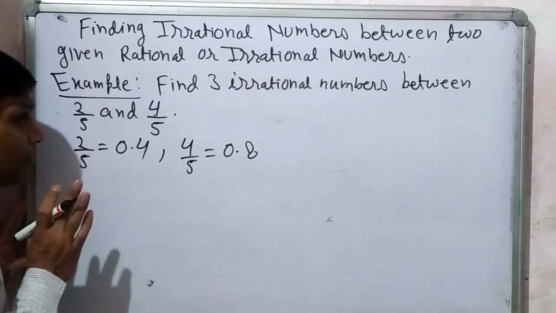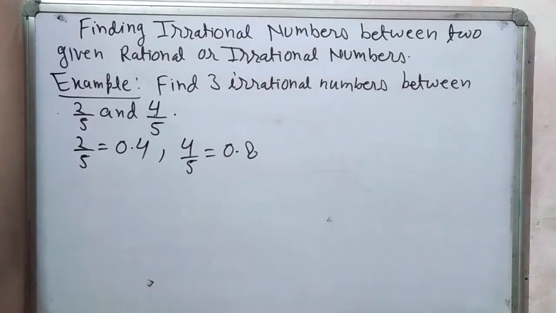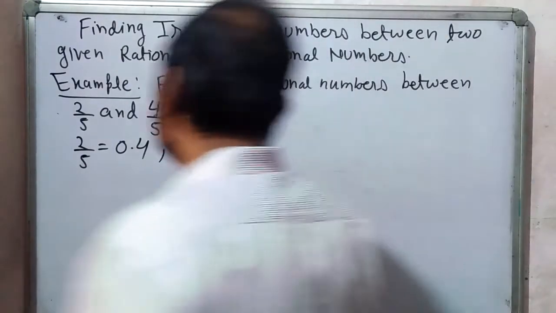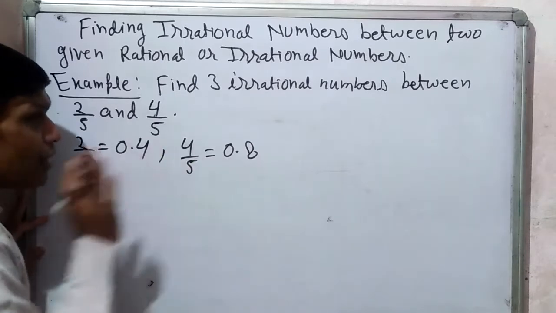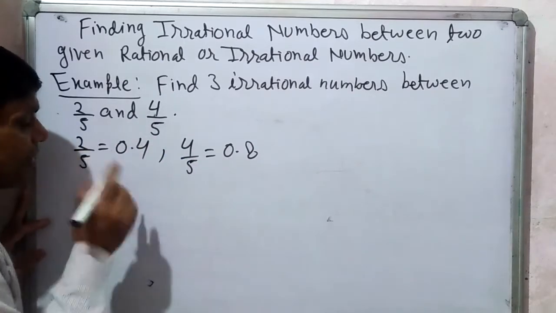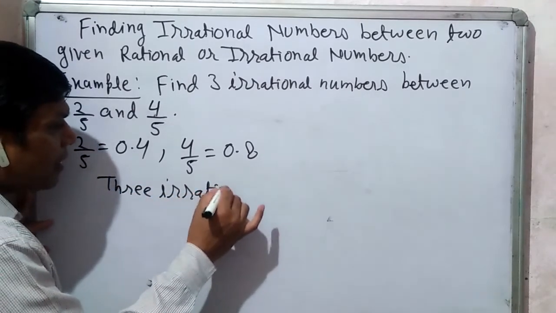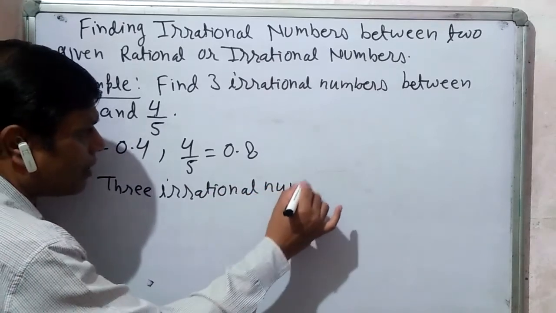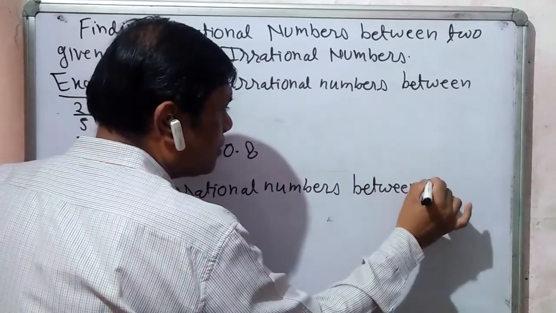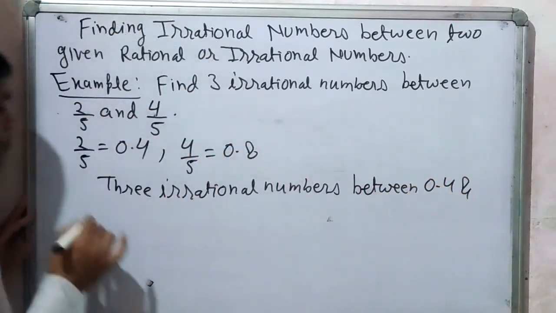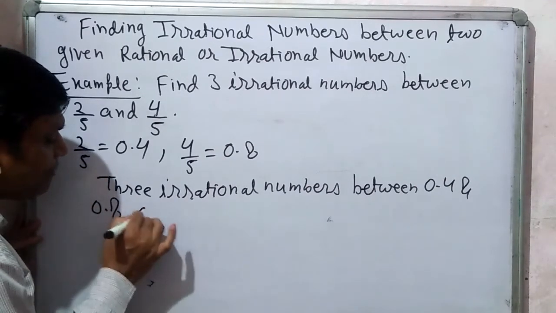And what is their property? They should be non-terminating, non-repeating. As per our choice, we can take any number of irrational numbers between 0.4 and 0.8. We need only 3. So we can write three irrational numbers between 0.4 and 0.8. We can take up one starting with 0.5 maybe.